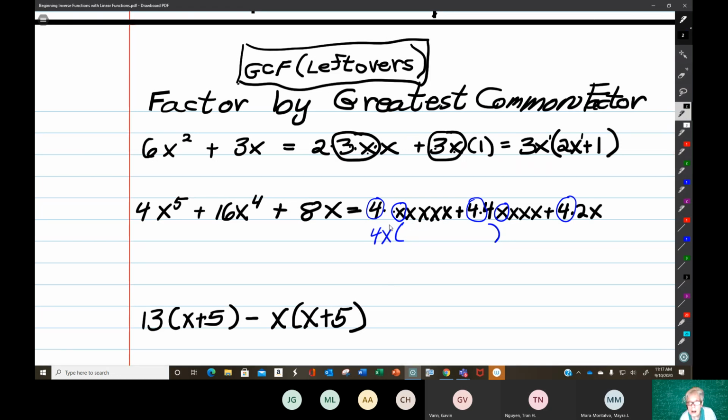Okay. Now, let's look at the leftovers. I have an x and an x and an x and an x. That's x to the 4th power. I have a 4 and an x times an x times an x. That's 4x to the 3rd power. And then, oh, look what I forgot. The 4 and the x. Okay, now I'm left with a plus 2.